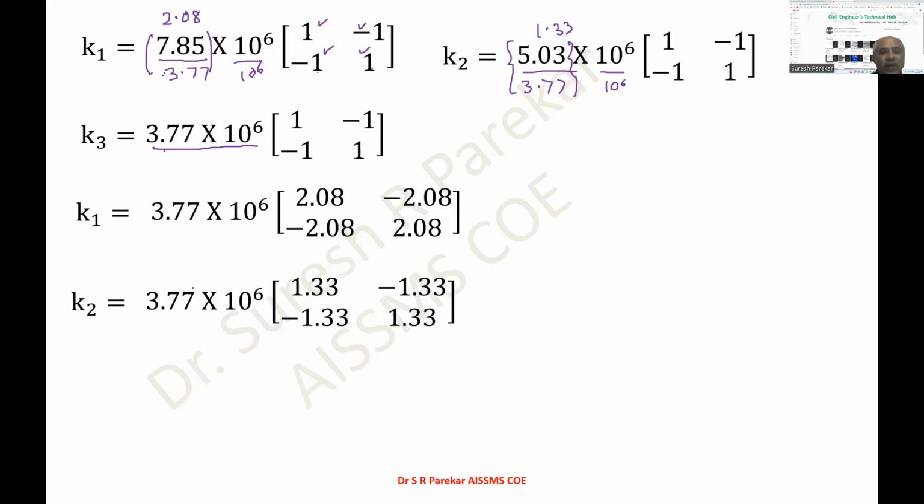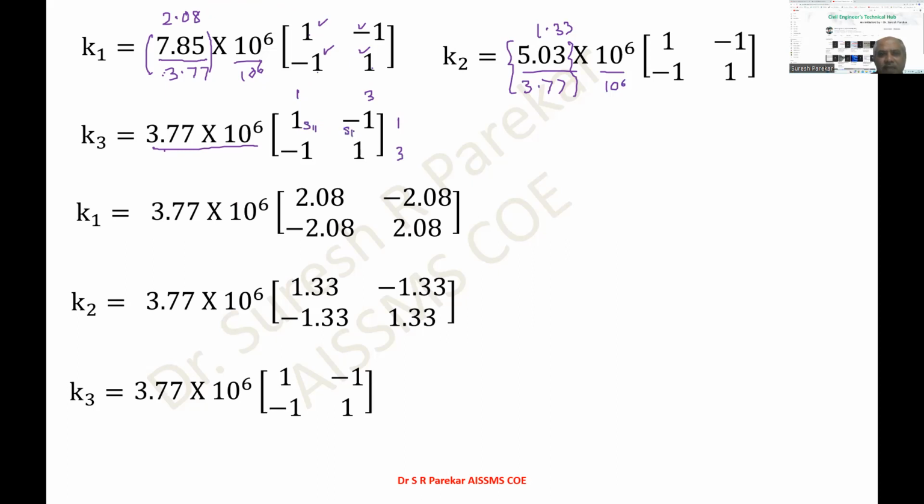And now we have to go for global stiffness matrix. K3 will remain as it is. And we have to go for global stiffness matrix. Now this will be 1, this will be 3, 1, 3. And therefore we will get this as 1, 1.